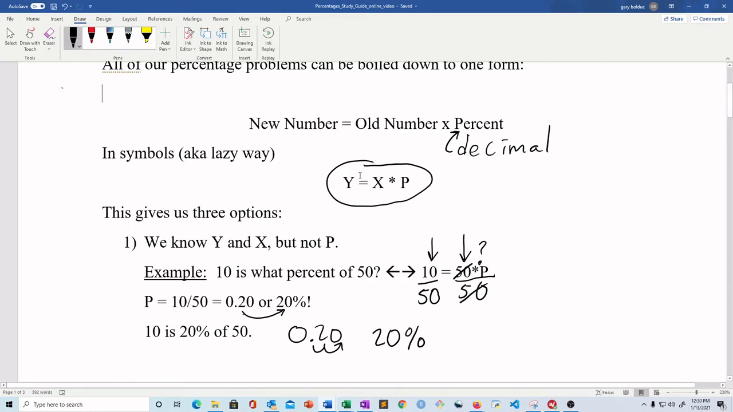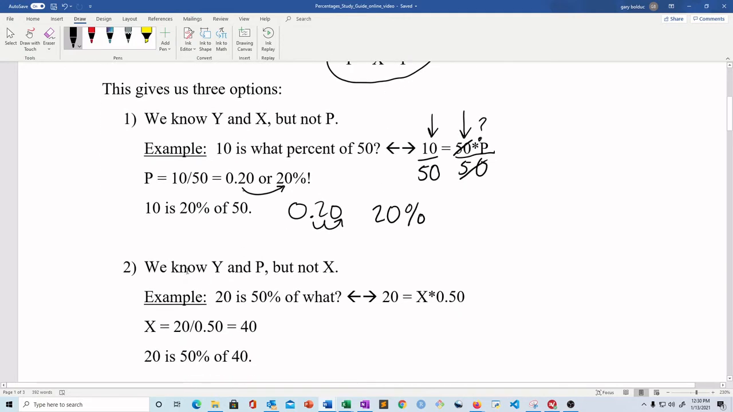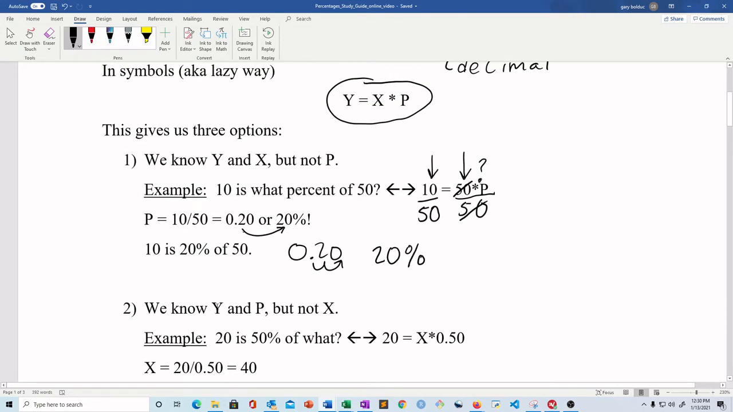I know my new and old. I don't know the percent. Well, what else could happen? Well, I could know the new number y right here, and I could know the percentage that I'm using, but maybe I don't know x. So here's a form of that. 20 is 50% of what? So this is telling me I don't know my starting point.